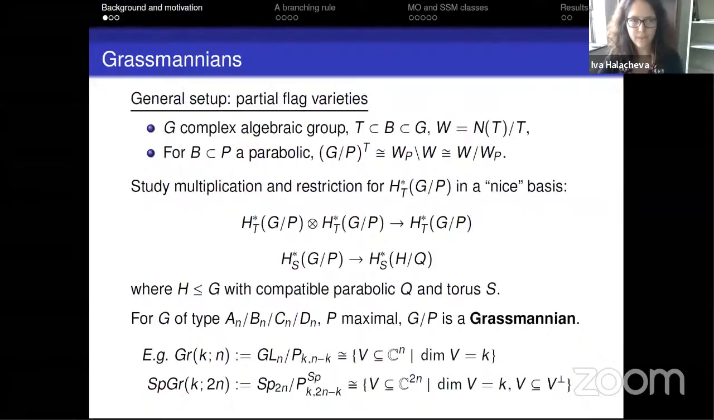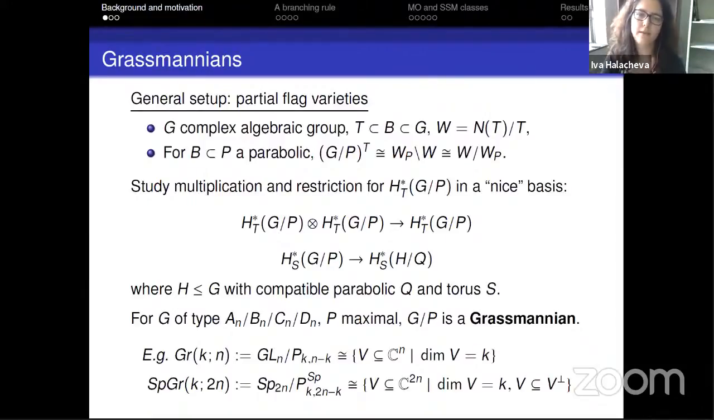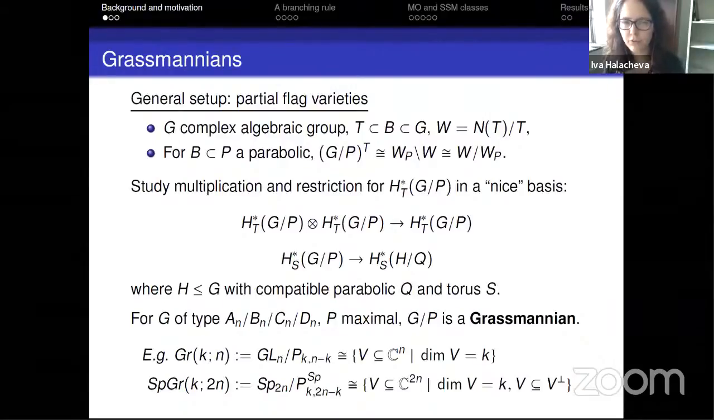So here's the setup. We're starting with partial flag varieties. We have a complex algebraic group G, and let's fix a pinning for it, namely a torus inside a Borel inside G, and then W will denote the Weyl group for our group G. For any parabolic P, we have the quotient G mod P, which is a smooth projective variety. The torus acts on that, and the torus fixed points can be identified with the quotient of the Weyl group by the parabolic Weyl group, either as a left or right quotient.